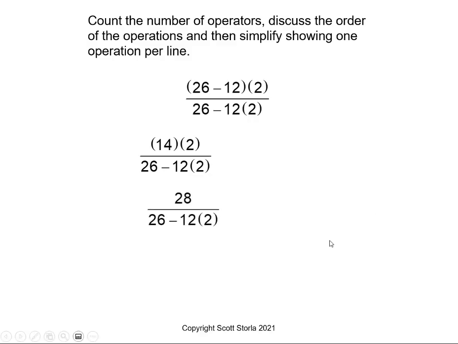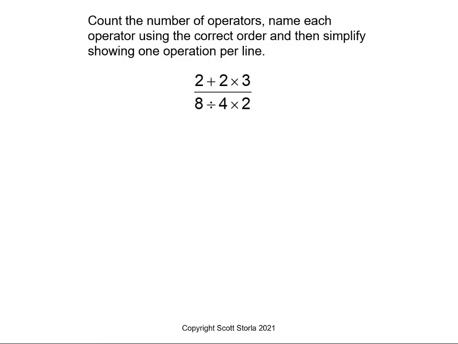Moving to the divisor, I have two operators, a subtraction and a multiplication. Multiplication has to come first, and subtraction comes second. 12 times 2 is 24, and then 26 minus 24 gives us 2. Now that all the operators are finished, I can divide and get 14.